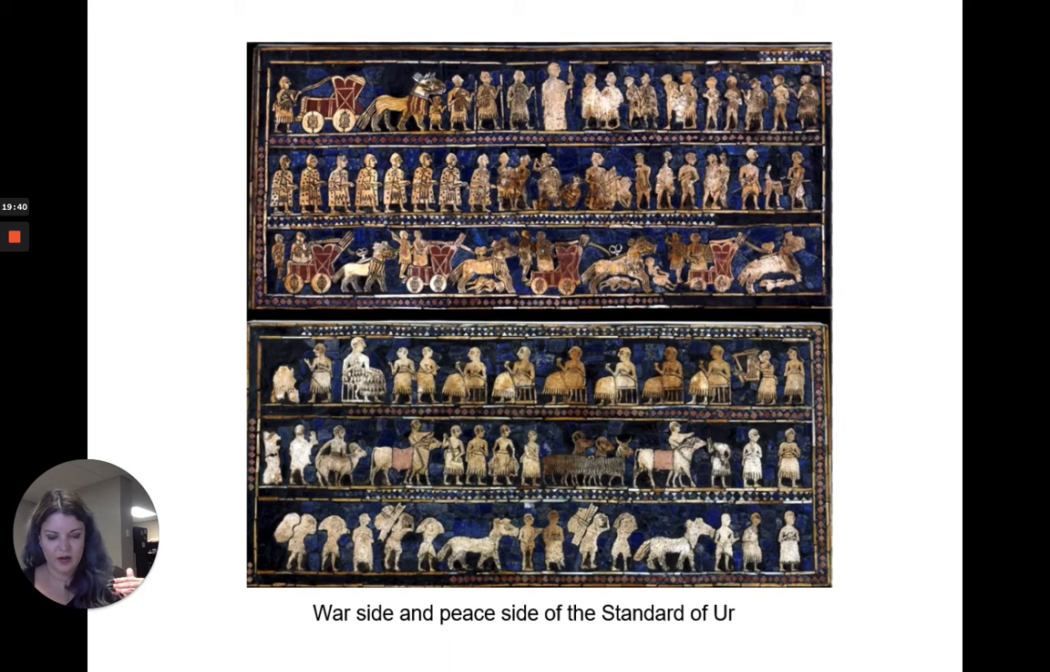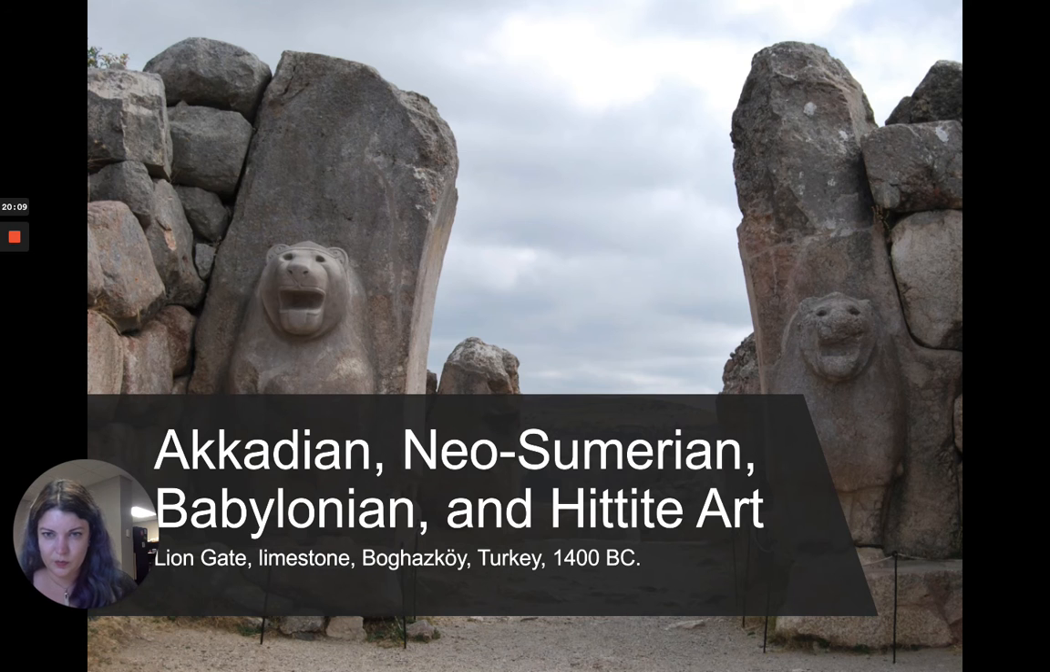In the lower panel here, this is the peace side, we have scenes more typical of everyday life, okay? So we have our agriculture people bringing supplies, and they have their livestock in the bottom two panels. So we have some music playing, we have some kind of festival or banquet where people are seated at the top. So we have our wartime and our peacetime designs embedded in this standard. Again, not really a standard.